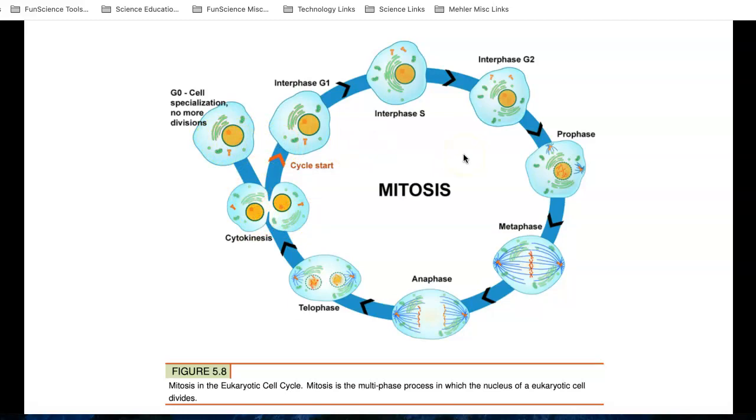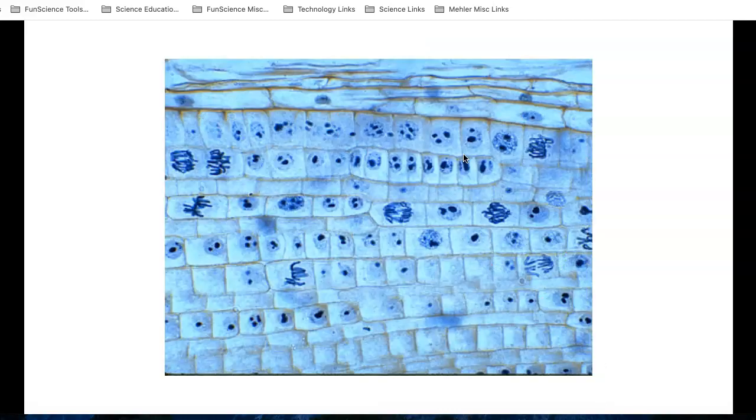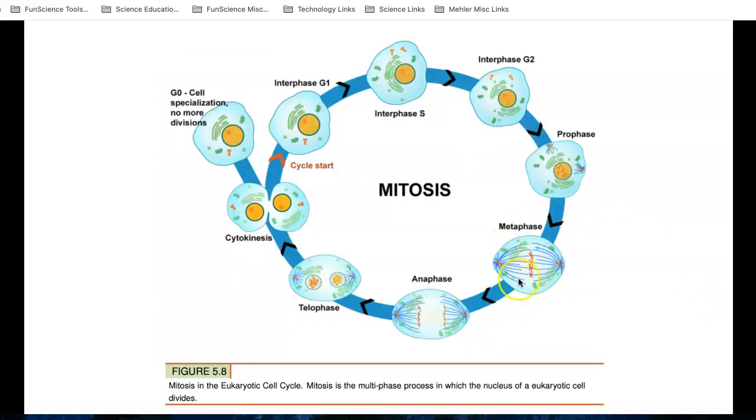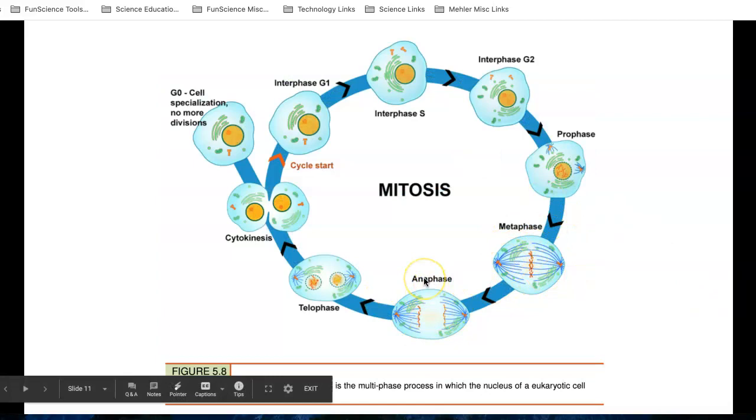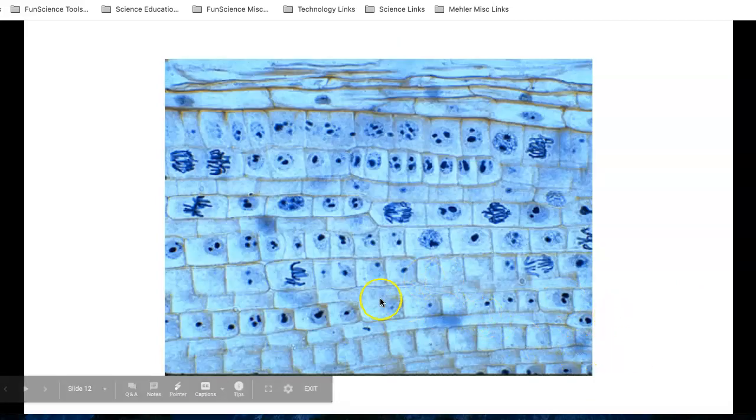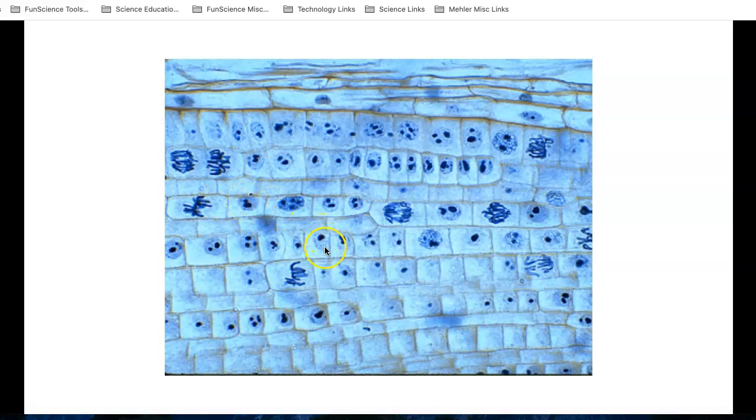So let's actually take a look at what this looks like. Here is a frozen section of onion cell which has been stained. I just want to point out 2 of the sections. We're going to look at metaphase and anaphase. So let's look at what that looks like in real life. Right here, all the chromosomes are lined up in the middle of the cell. This is metaphase. Can we see another metaphase here? Yep, here's metaphase right here, just before they're pulled apart.